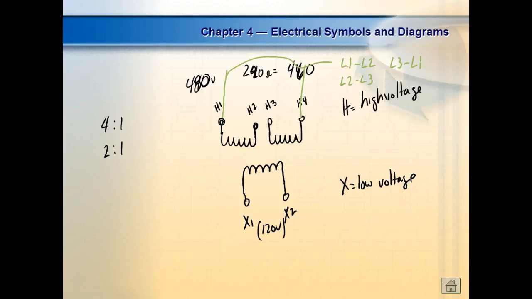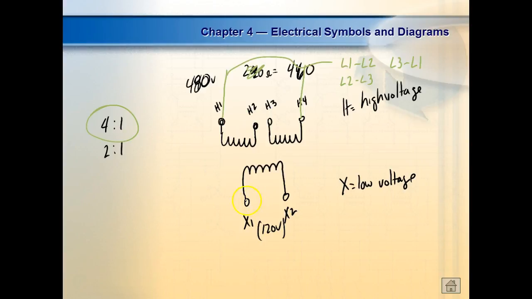So what we're trying to do is wire it for 440. So I want to divide by what? I want to divide by 4. So what do we want? Do we want a lower turn ratio over here, or do we want a higher turn ratio over here?